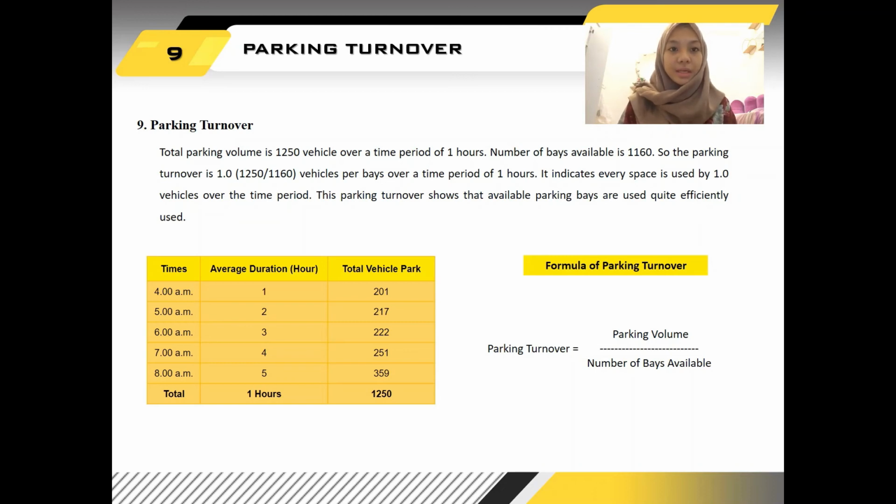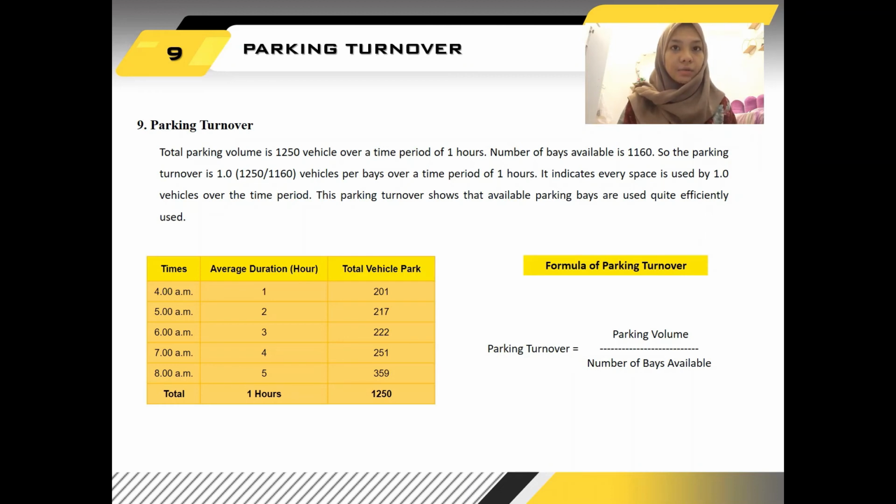I want to present about parking turnover. The total parking volume is 1,250 vehicles over a time period of 1 hour. The number of bays available is 1,116. So the parking turnover is 1.0 vehicle per bay over a time period of 1 hour. It indicates every space is used by 1.0 vehicle over the time period.